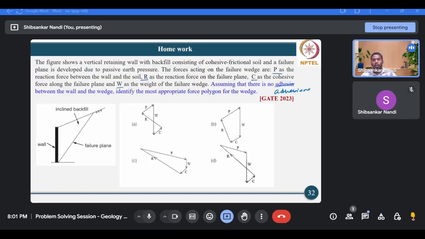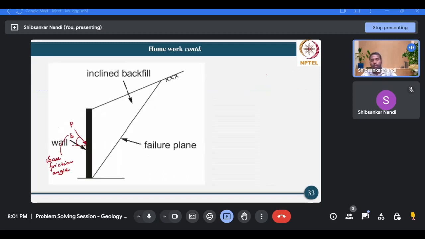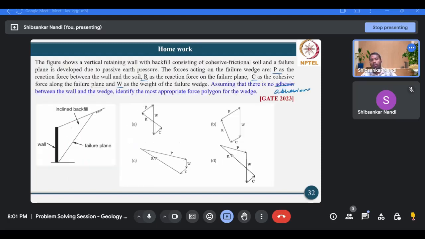Now coming to the second one, R, the reaction force on the failure plane. This is the failure plane, which is considered as planar. This is the normal, and this is R. It will be acting at an angle of phi to the normal and above the normal.